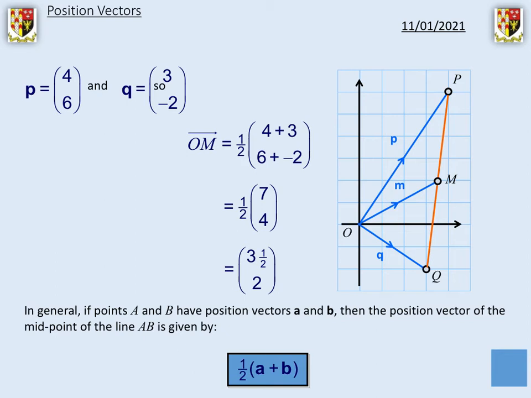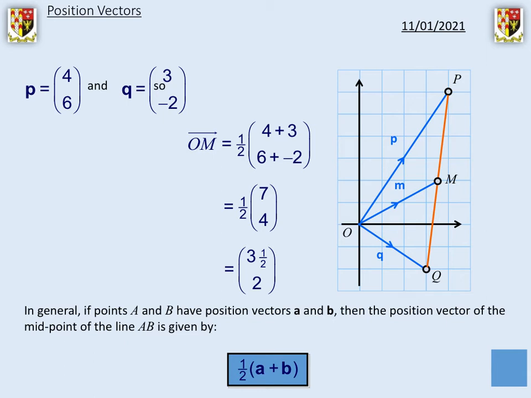So this is another way that we could have done that as well. If I've got p as (4, 6) and q as (3, -2), we could think of it in the way that we've just done. So that would be, if we went back a side, half of a plus b. So in this situation, it would be half of p plus q.